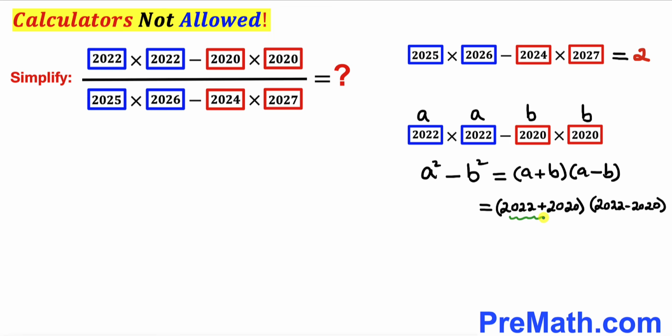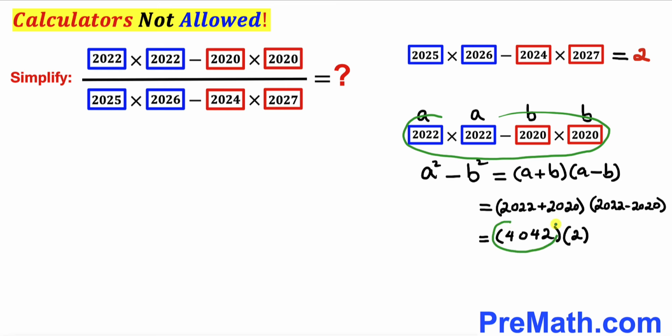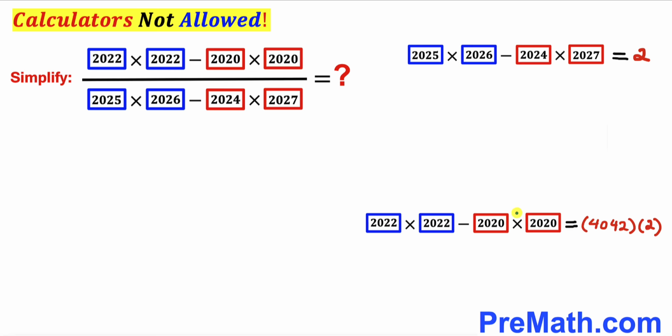And here we are going to add these two numbers, whereas we are going to subtract. When we add 2022 and 2020, that is going to give us 4042. And then when we subtract, that is simply going to give us 2. So our numerator part has been simplified to 4042 times 2. So this numerator turns out to be equal to 4042 times 2.